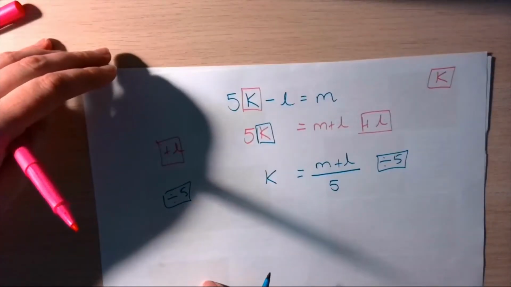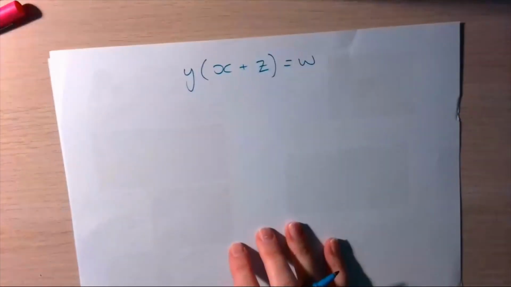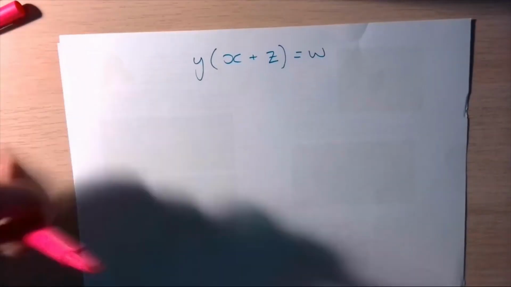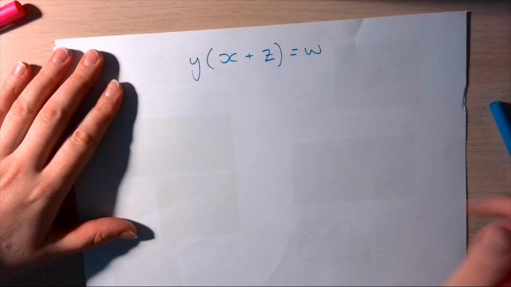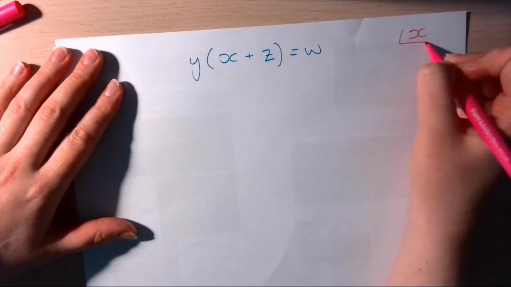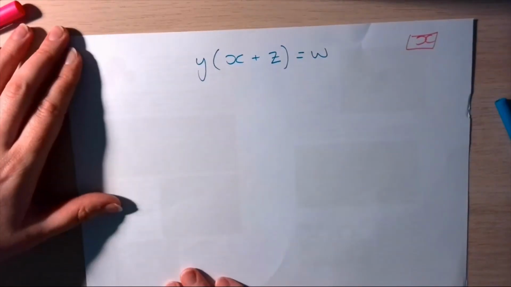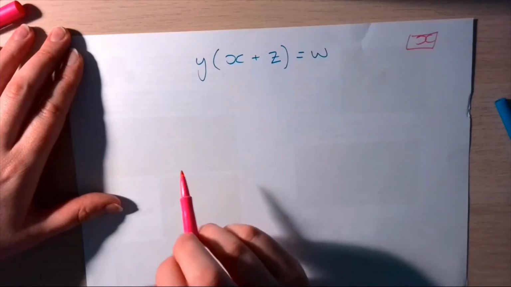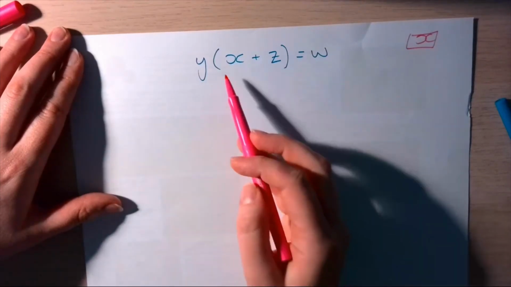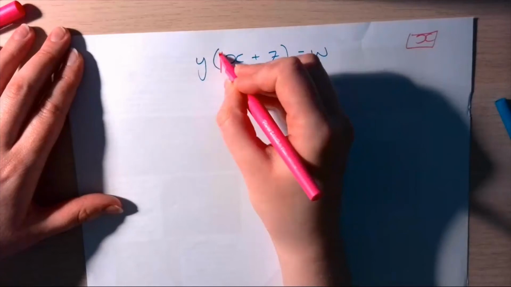Right then, let's try a slightly different style. This one's got brackets in, but don't panic, it's okay. I want to make x the subject of this formula. So the first thing, let's have a look at x's story. Let's highlight it there.